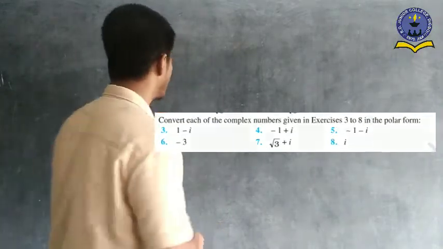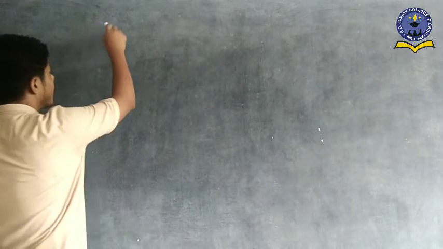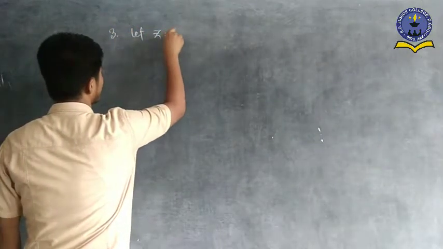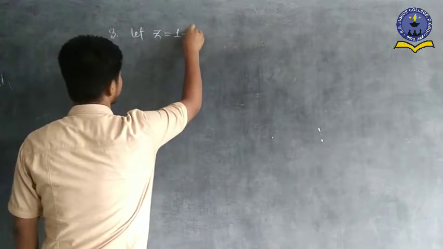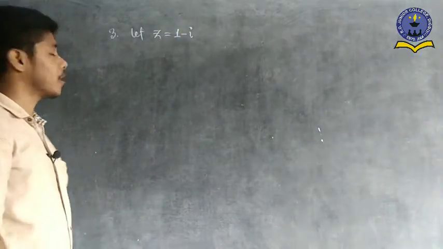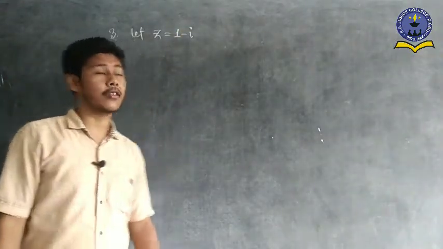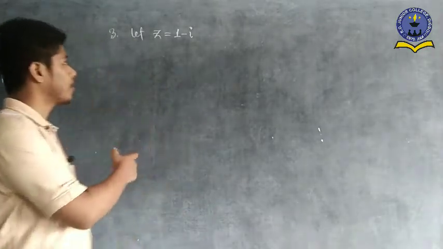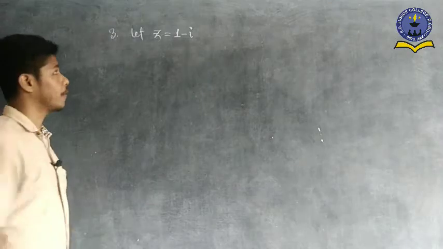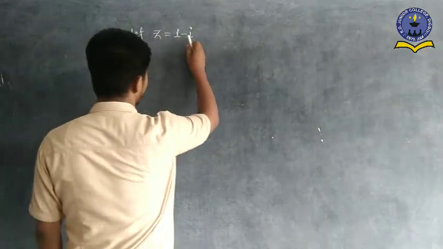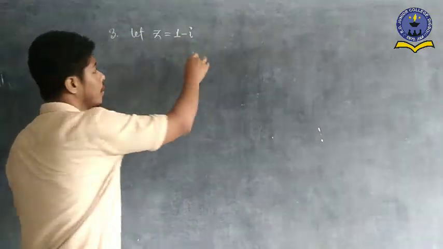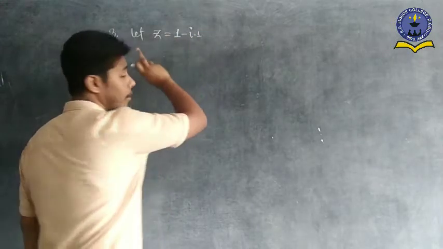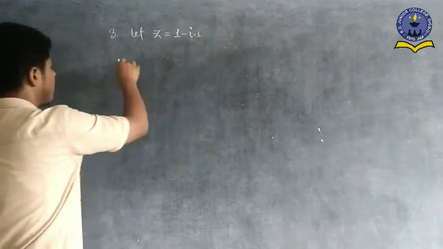So first of all, if you see question number 3 here, let z equal what you have to write, 1 minus i. The complex number whatever is given here, z equals 1 minus i. Is it clear? So now what we have to do, we have to convert this one into polar form. So 1 minus i, that means we can write i into 1. So in this case, you see the real number is 1 and 1, isn't it? So that's what you have to write here.